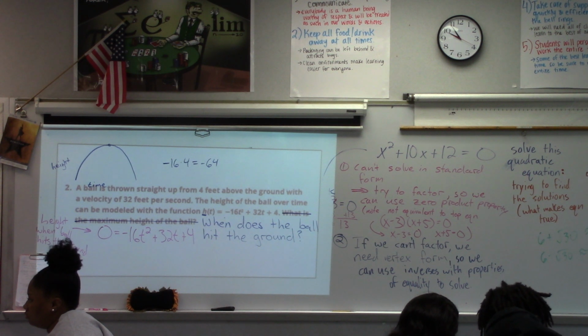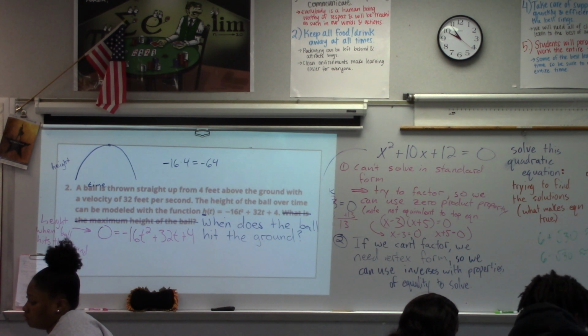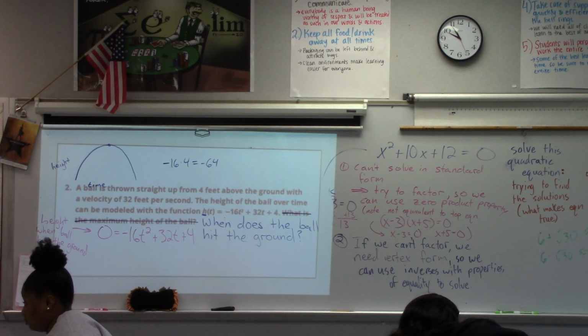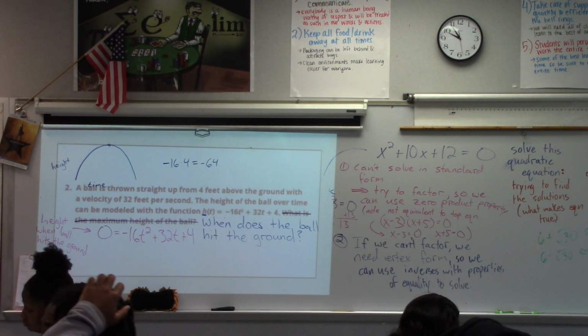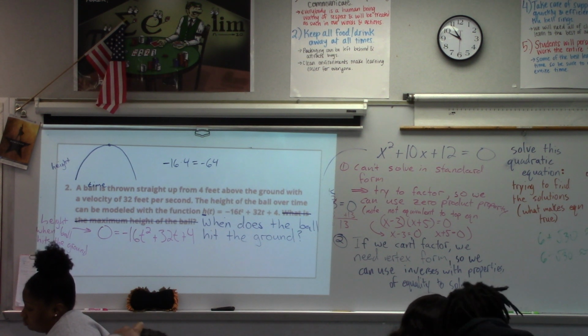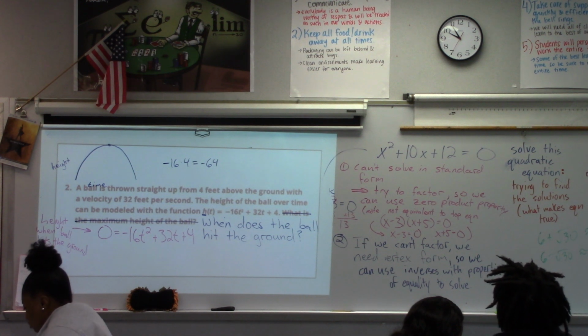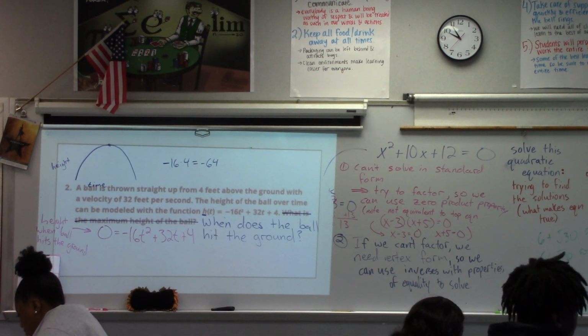We need to know this, right? Because it looks like you're kind of just staring at it, and you can't factor it, so what do we need? Vertex form. Vertex form will help you focus your attention. If you can't factor, vertex. And so what's your A?